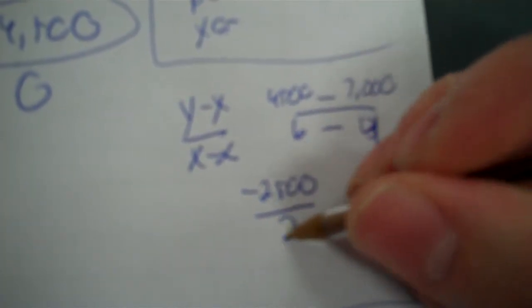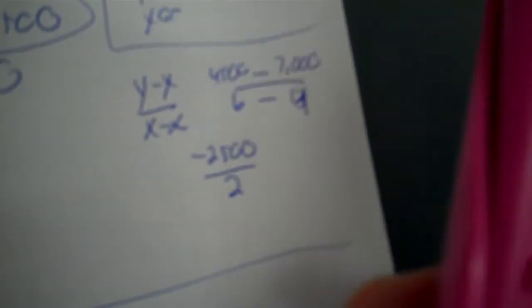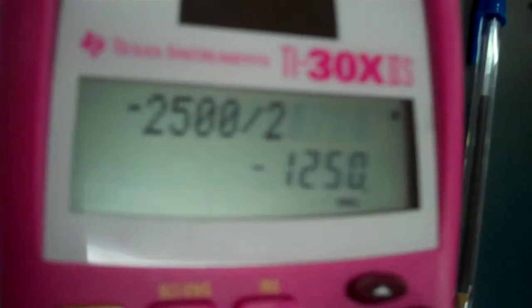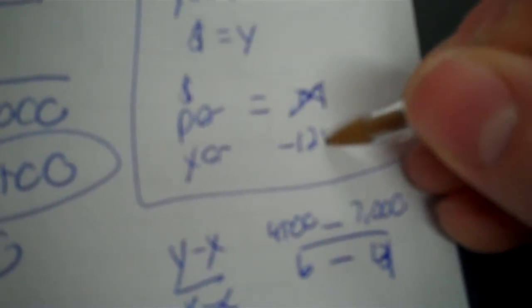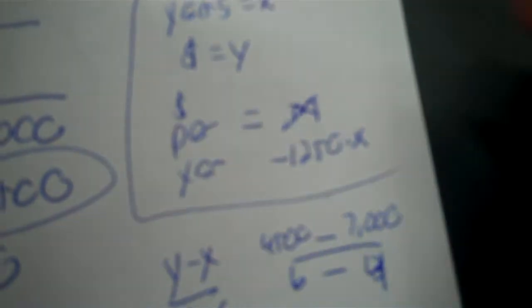Then 6 minus 4 is 2. Okay, so then I'm going to divide it. Now remember, this is going to be negative slope, and it should be, so it's negative 1,250 times X.